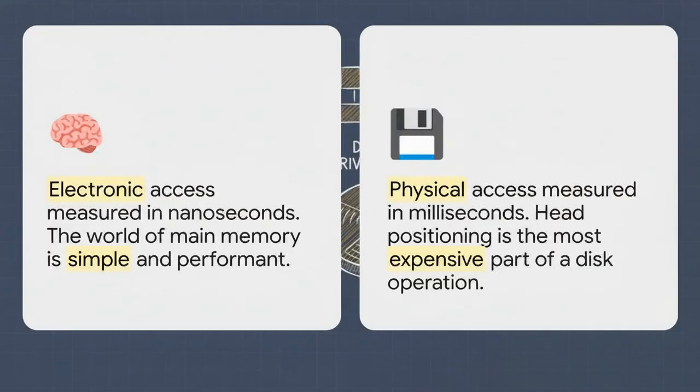And here's the heart of the problem. You've got to understand, RAM and disk are two completely different worlds. Accessing RAM is pure electronics. It happens in nanoseconds. We're talking billionths of a second. But accessing a disk, that's a physical thing. A little arm has to literally move across a spinning platter. That takes milliseconds, thousandths of a second. Now, nano versus milli might not sound like a big deal, but it's a difference of 1,000,000 times. It's like comparing a race car to a snail.